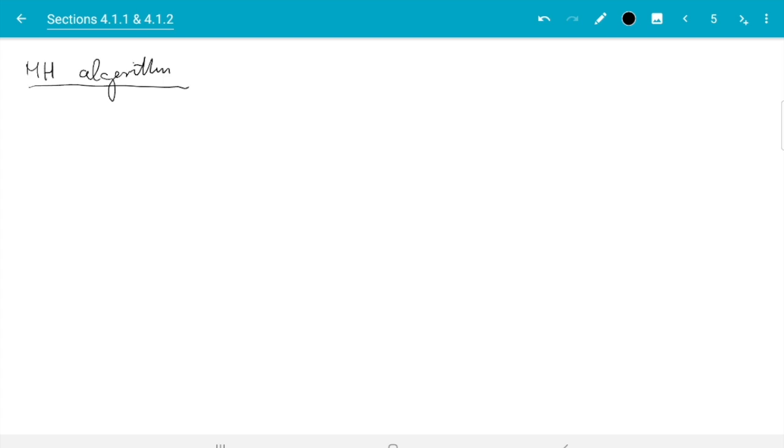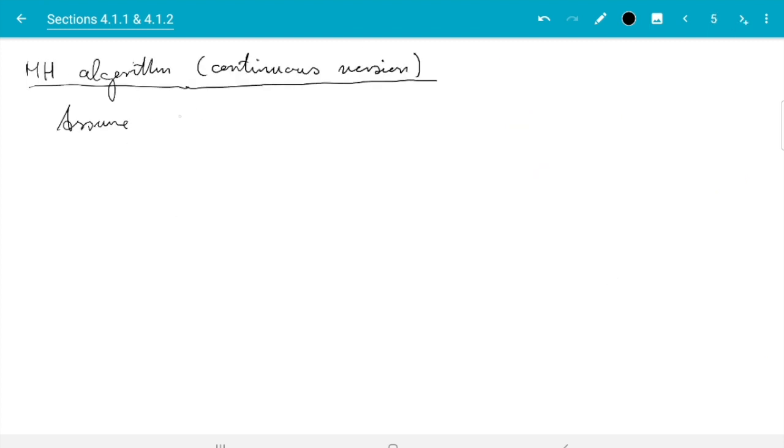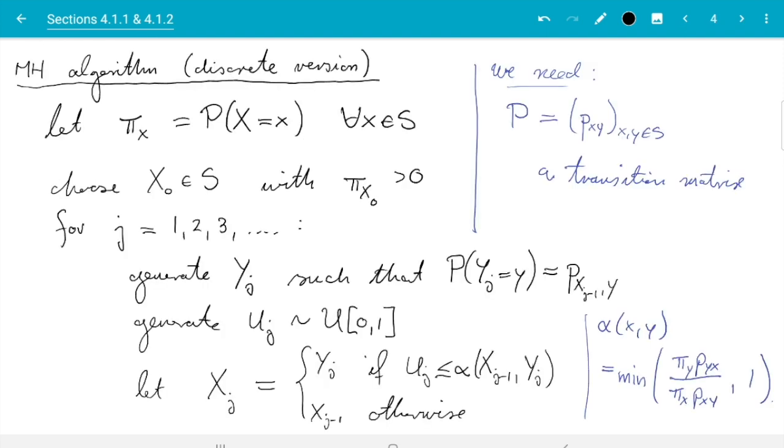Before we go on, I want to also write the continuous version for comparison. As I already mentioned, that differs mostly in notation, where we now need to use densities instead of probabilities. So let me just write this down. In this version of the algorithm, instead of the probabilities pi, we will need a density pi. So we assume the probability of x in A equals the integral over A of pi of x dx, which means pi is the density of the distribution of x. Then next, we get to choose x0 again, but this time pi is a density, so the density evaluated at x0 needs to be positive. That corresponds to this line. And now we do our steps with the accept-reject.